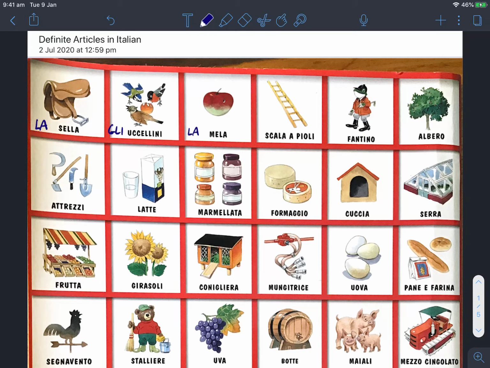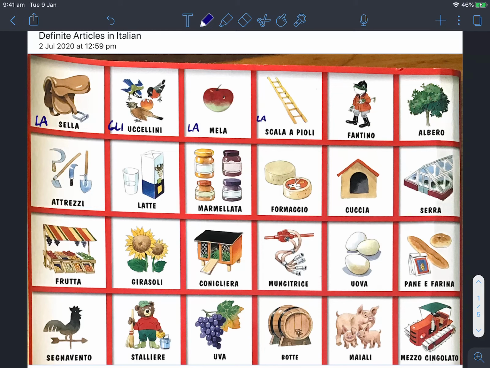What about scala? Here, in this case, there are two words. You only need to look at the first one. La scala. This one, fantino. Il fantino. This one, albero. This is a masculine word, but what's special about this word? Does it start with a vowel, like A, albero? So what article should I put? L'albero.